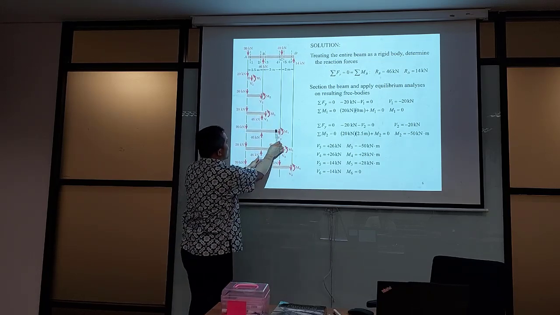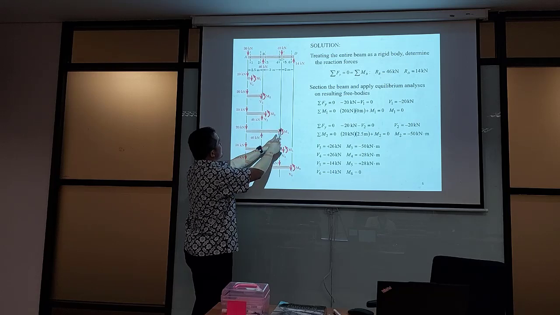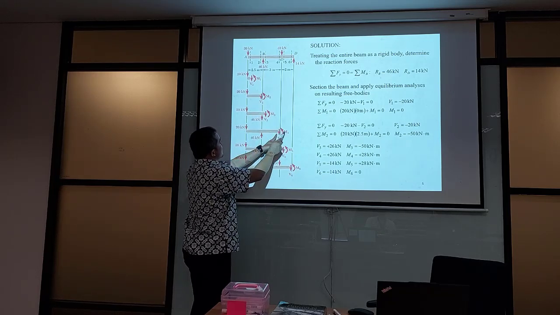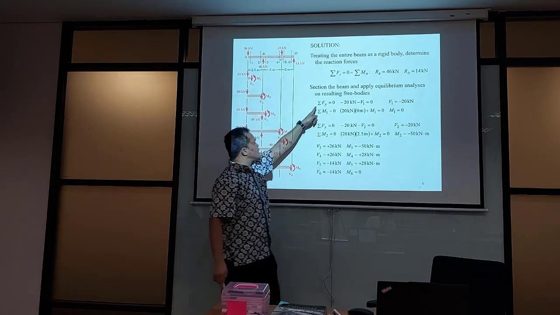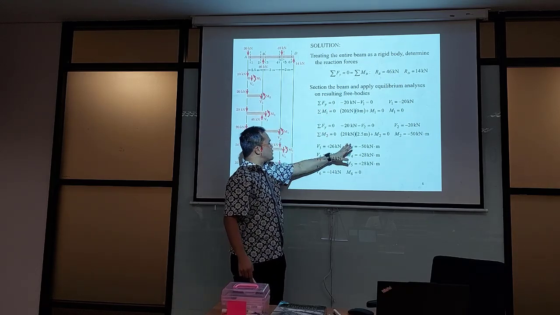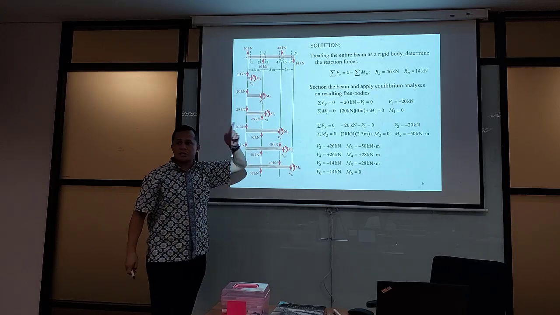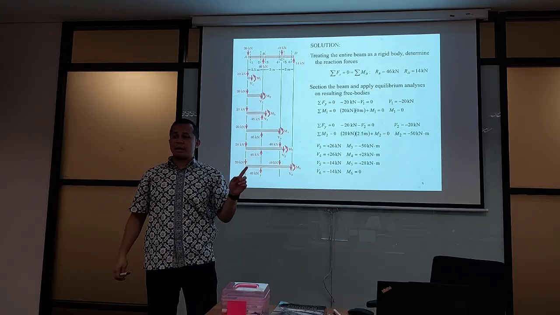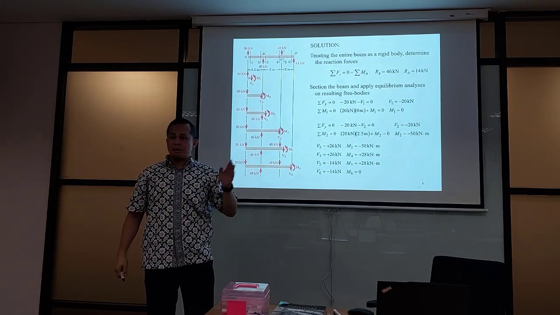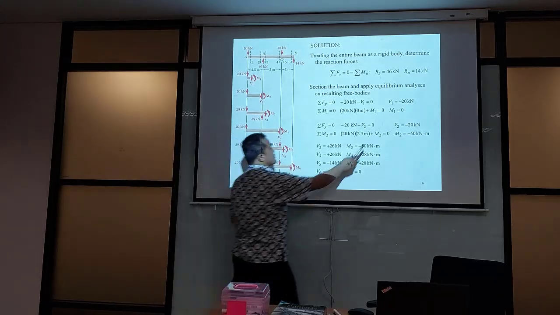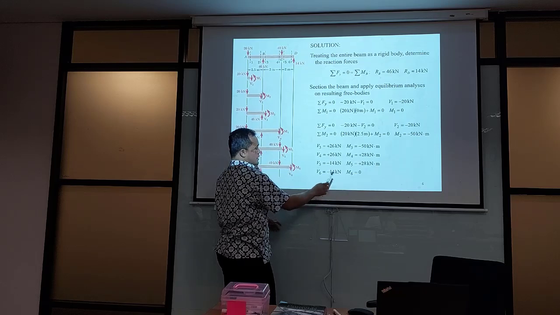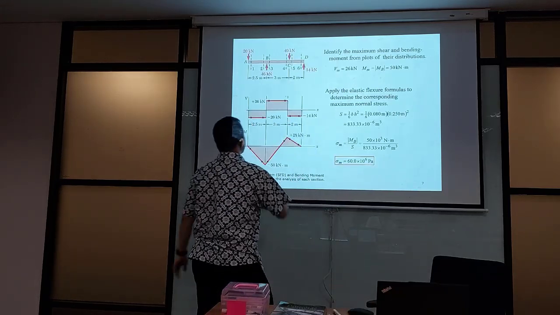You do it before and after. Before, the 40 kilonewton is not seen. After, the 40 kilonewton is seen. So you do sigma Fy equal to 0. You can get every shear force and every bending moment at every location before and after the load. So you can get these values, and you plot them to find this.